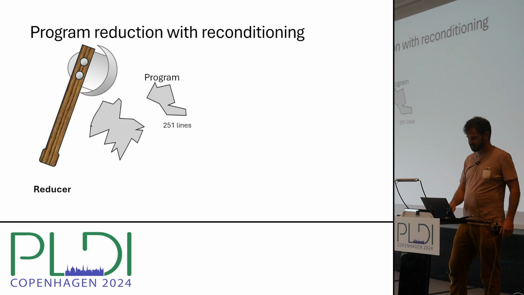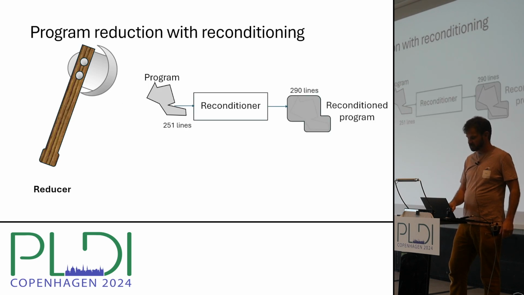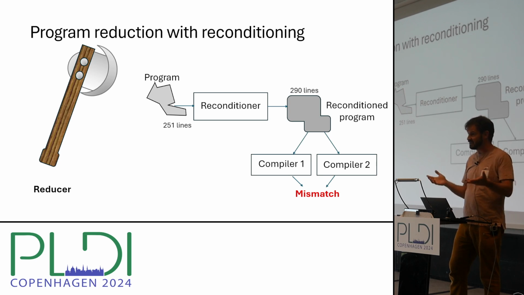Then we can lop off another piece. We get a smaller program. We recondition it. We give it to the compilers. And again, if they still give us a mismatch, we've preserved the bug.